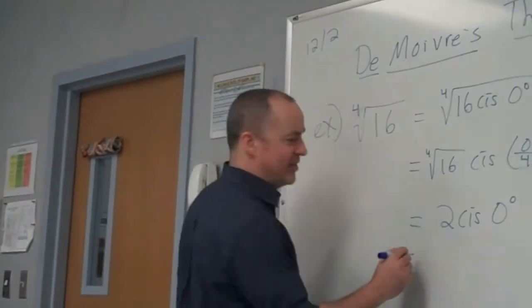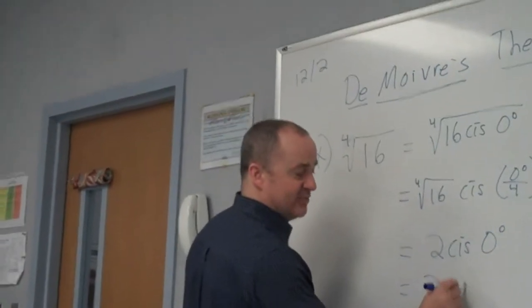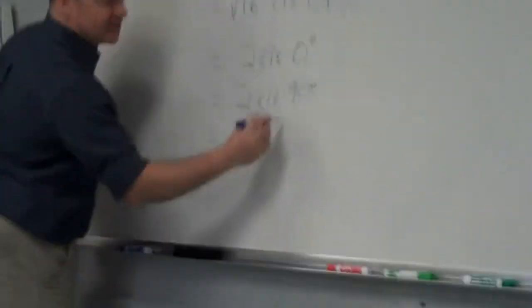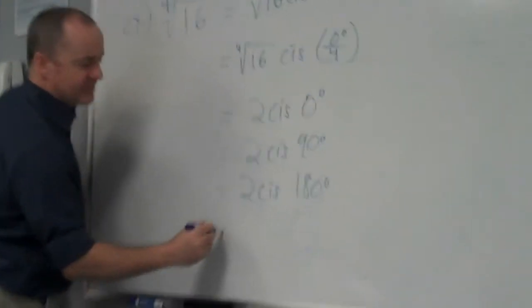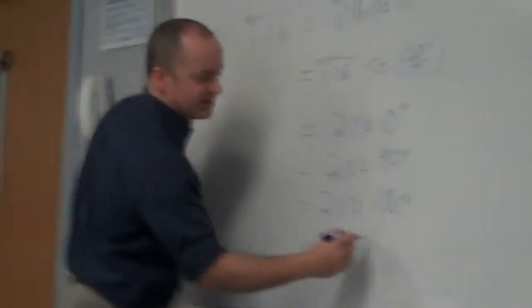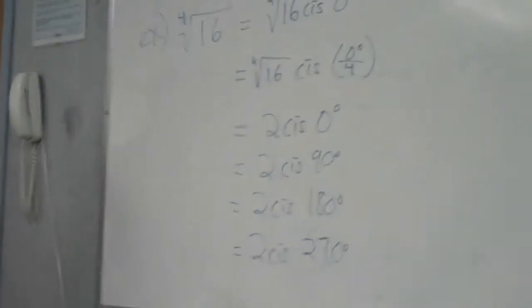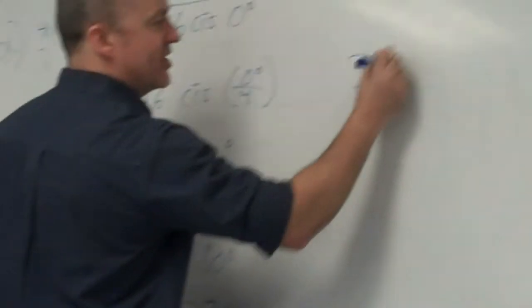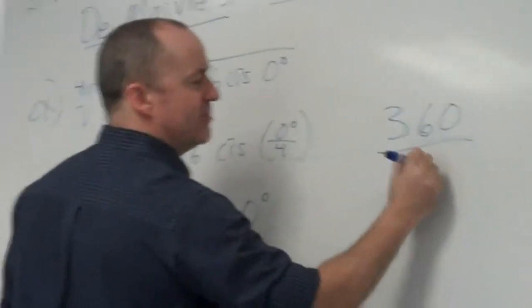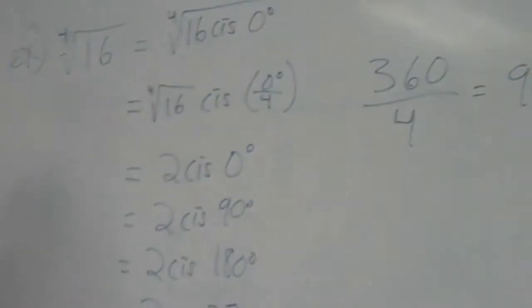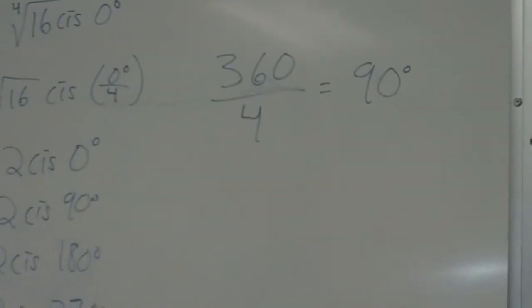So if you don't even want to graph it, I would say the next answer is 2 cis 90, as Johannes was telling me. 2 cis 180. And 2 cis 270. There's no real angle, so how do you know? How do you know how to evenly space? Well, you always take, good point. You always take 360 divided by the number of roots. And that's what you add to your first answer until you've gone all the way around a circle.